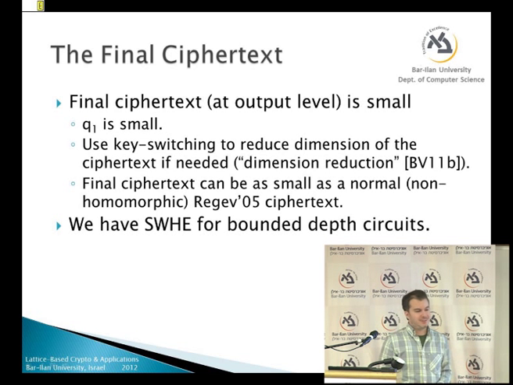That doesn't give you circuit privacy. No, it doesn't give you circuit privacy. I'm not going to say anything about circuit privacy, so you can ask me anything you like about circuit privacy now, and we can get on to the important stuff.